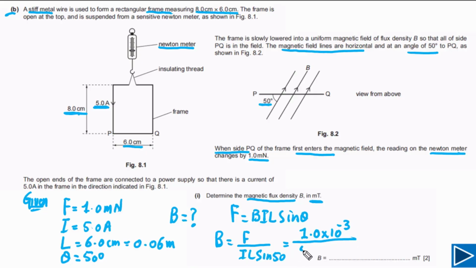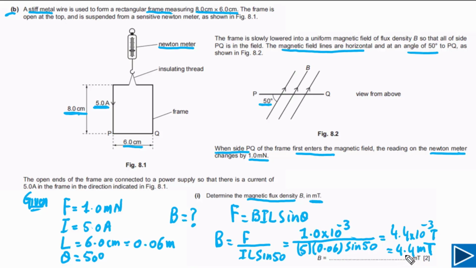I is given, I is 5. L is given, that is 0.06 meters. So here we have sine of 50 degrees. Now if you do these calculations, our final answer in this case will be 4.4 times 10 to the negative 3 teslas. Simply we can say this will be equal to 4.4 milliteslas because our answer has to be in milli. So this is our final answer.